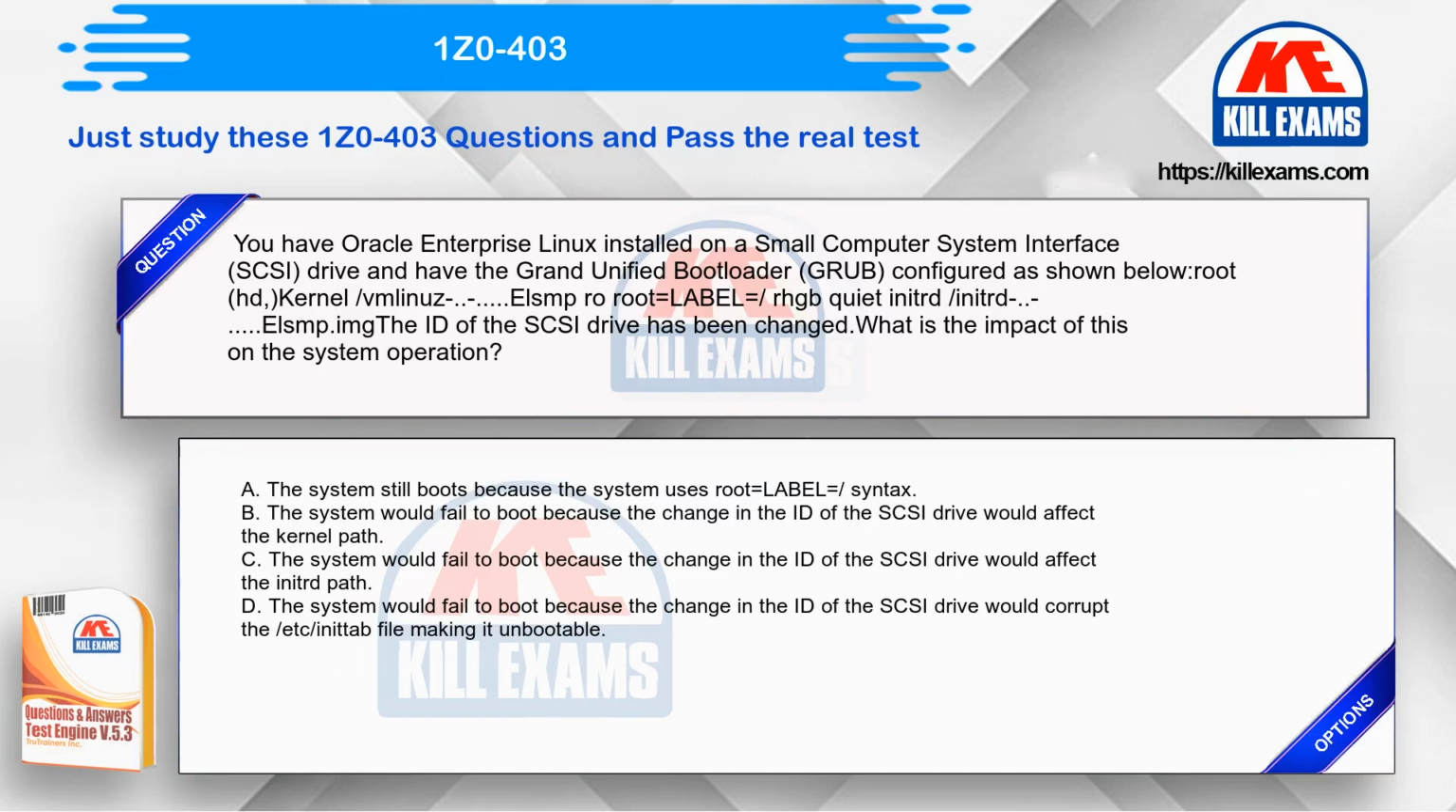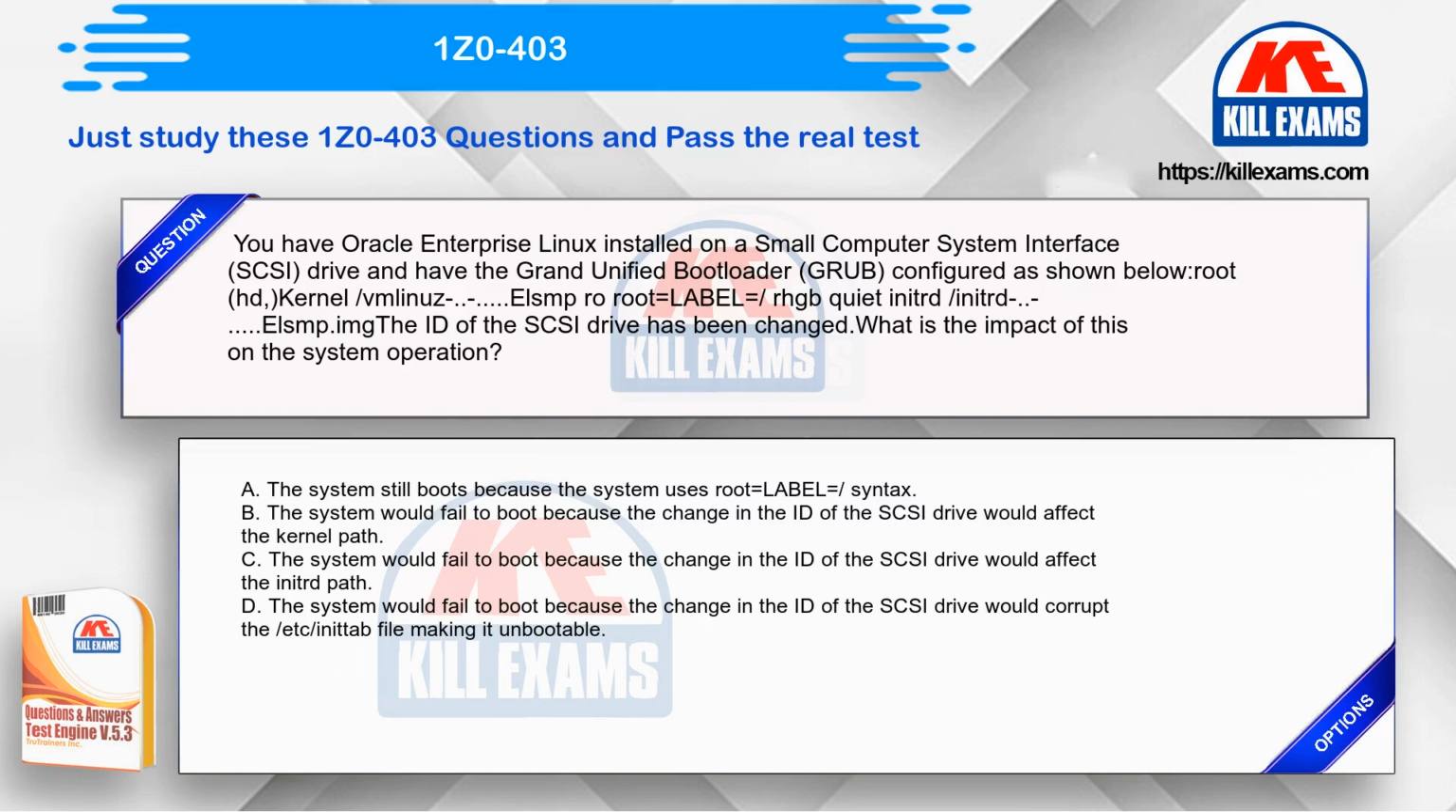You have Oracle Enterprise Linux installed on a small computer system interface (SCSI) drive and have the Grand Unified Bootloader (GRUB) configured as shown below. root (hd0,0) kernel /vmlinuz-el5 ro root=LABEL=/ rhgb quiet initrd /initrd-el5.img. The ID of the SCSI drive has been changed. What is the impact of this on the system operation?